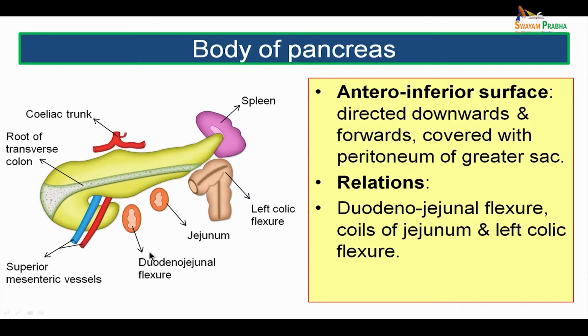The anteroinferior surface of body of pancreas is directed downwards and forwards and is covered by peritoneum of greater sac. It is related to the duodenojejunal flexure, the coils of jejunum and the left colic flexure. The picture here shows us the anteroinferior surface of the body of pancreas related to the duodenojejunal flexure, the coils of jejunum and the left colic flexure.